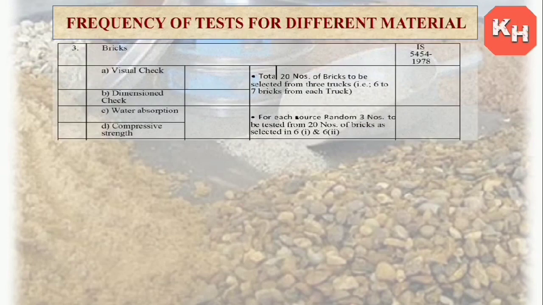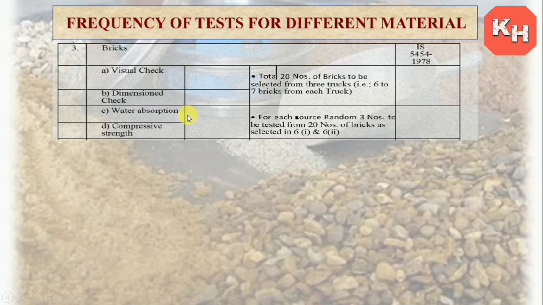For bricks, a visual check is done for every 20 bricks selected from the truck or tractor. That is 6 to 7 bricks from each and every trolley or tractor. Dimension check, same, 20 bricks to be selected from the truck or tractor. That is 6 to 7 bricks from each tractor or truck.